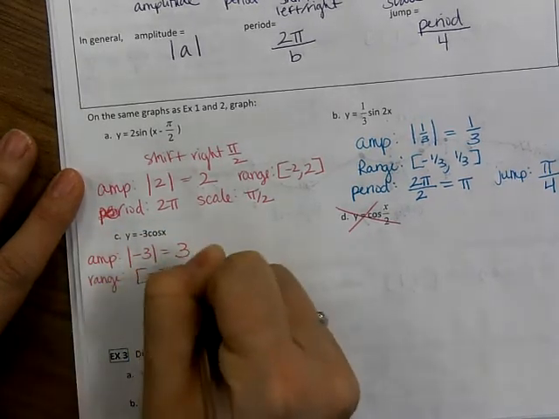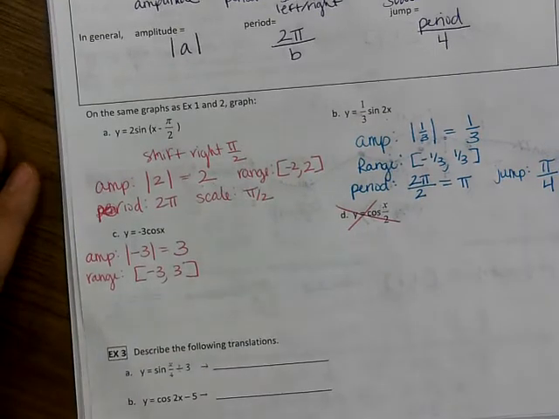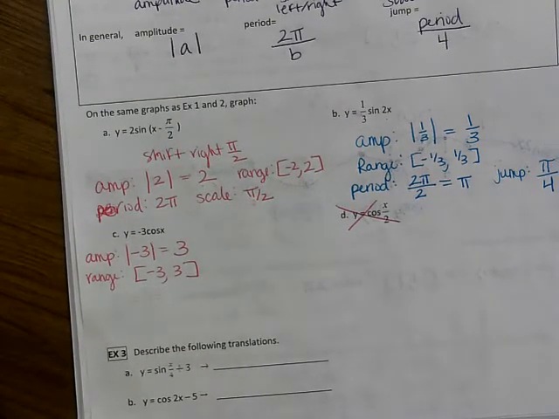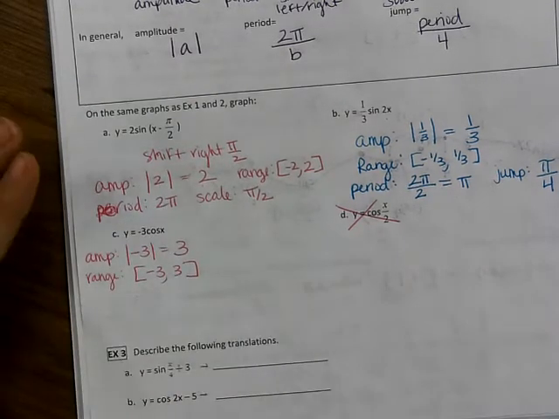Negative 3 to 3. Okay. But now the only other change that's going on here is there's a reflection. So think about that reflection. It's not locked in. So what's it going to reflect over? The x or the y? The x, because it's really with the y. And the x is really theta now, the theta axis.